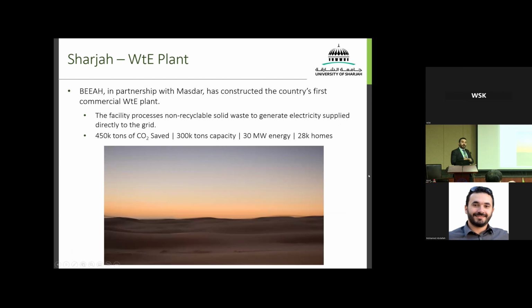So the first waste to energy plant in the UAE has already been built and is in operation. It was built along with Masdar. Now Masdar is a very key entity in the UAE, because it is the investment arm of the country in Abu Dhabi. They invest in all renewable energy projects, and they invest in over 40 countries. It's not only in the UAE, that's Masdar. So in partnership with BIA, they built the country's first commercial waste to energy plant, and I think it's the first in the region. There is one in Qatar, but this is the first commercial one. They process non-recycled waste because they have a very large material recovery facility in Sharjah as well. I'll play you that on the slide.